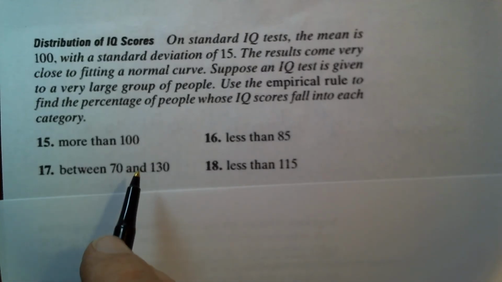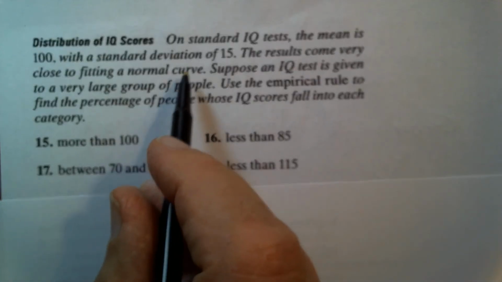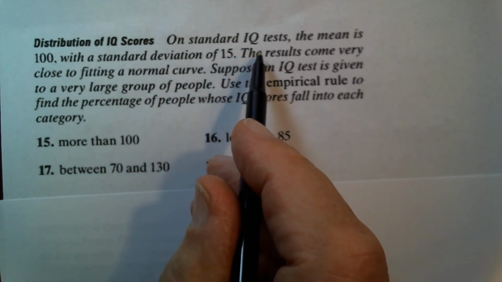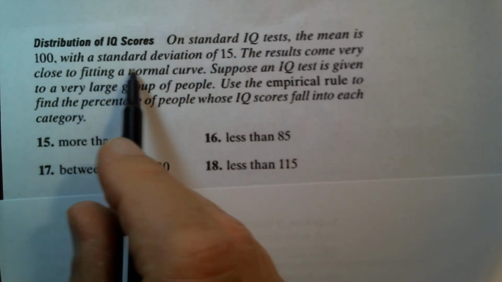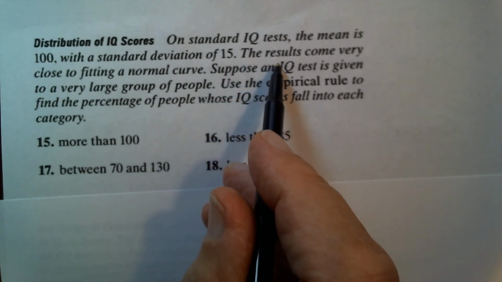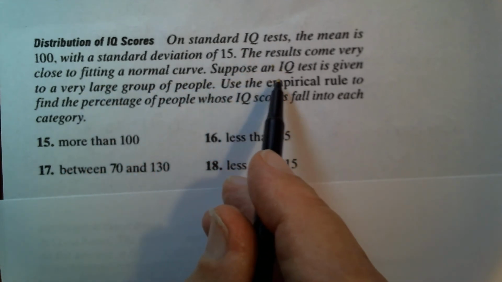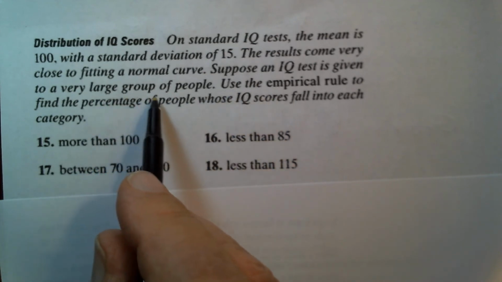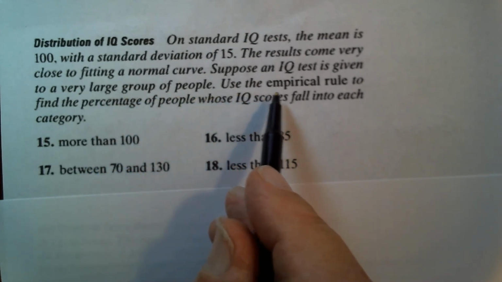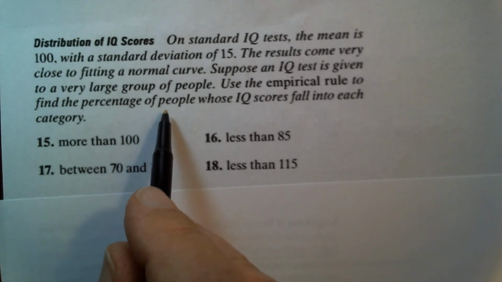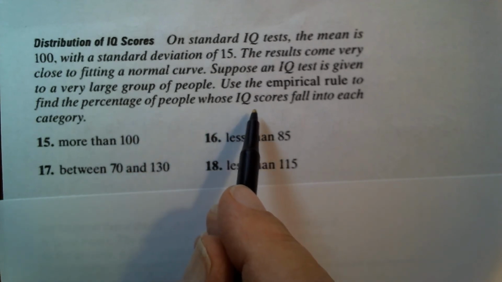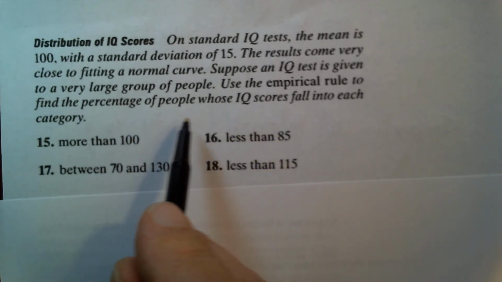Let's talk about IQ scores and their distribution. On standard IQ tests, the mean is 100 with a standard deviation of 15. The results come very close to fitting a normal curve. Suppose an IQ test is given to a very large group of people. Use the empirical rule to find the percentage of people whose IQ scores fall into each category.